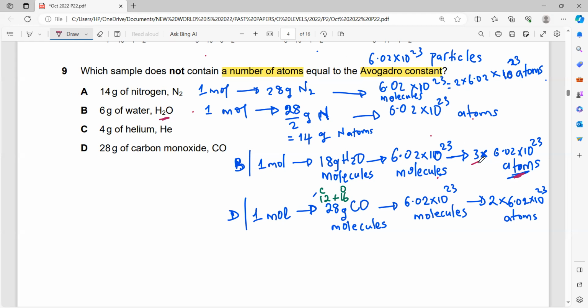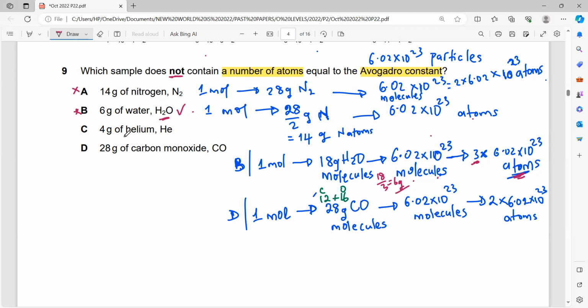For the Avogadro constant, we need to take care of the 3. So we divide this mass by 3, which is 18 divided by 3, which is 6 grams. In other words, 6 grams of water molecules will contain just 6.02 times 10 to the 23 atoms, which coincides with the question, making B correct. But B is wrong, A is wrong, because we want the one that does not contain.